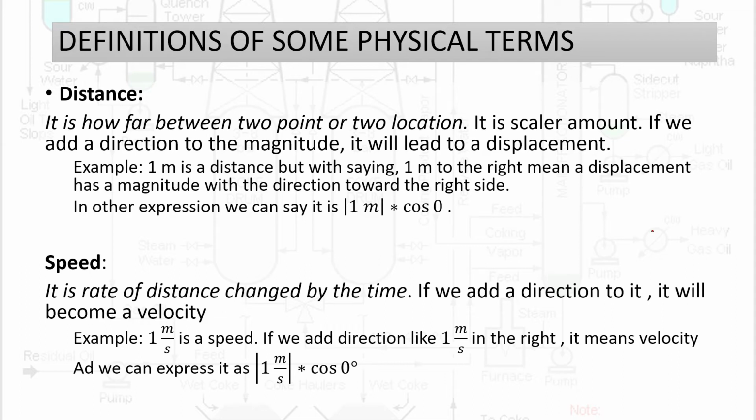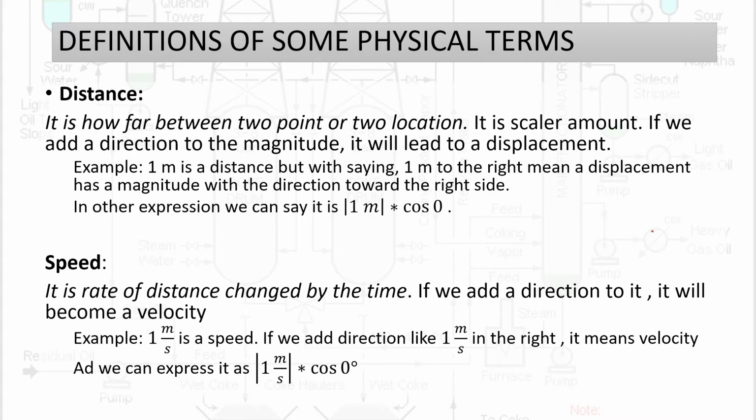I can express this displacement mathematically as the absolute value, 1 meter, which is the magnitude value here, multiplied by the cosine 0. Of course, we know that cosine 0 is 1, and sine 0 is 0. So if we apply it in the Cartesian coordinates, if you go to the x-axis, it will give you only direction to the x-axis and the right side, to the positive number. There is no direction to the y side or to the z side, if you want to mention it.